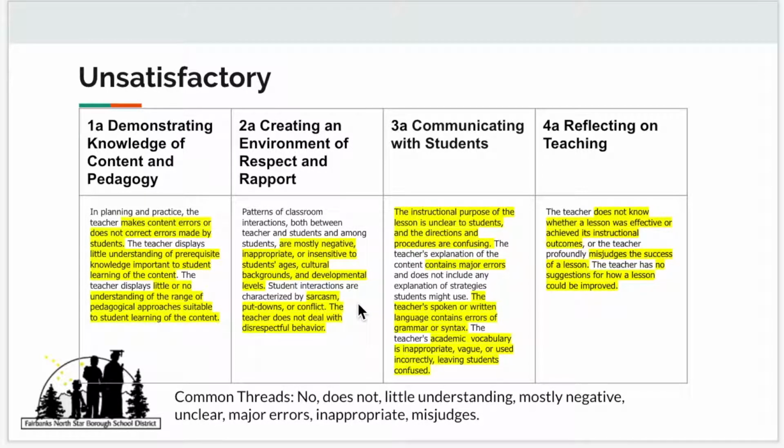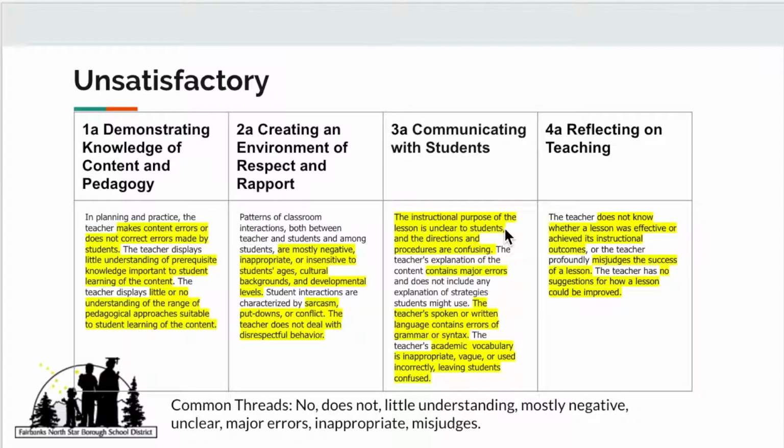Interactions are also characterized by sarcasm, put-downs, or conflict. The teacher does not deal with disrespectful behavior. The instructional purpose of the lesson is unclear to students, and the directions and procedures are confusing. It contains major errors. The teacher's spoken or written language also contains errors, and the academic vocabulary is inappropriate for the age of the students.